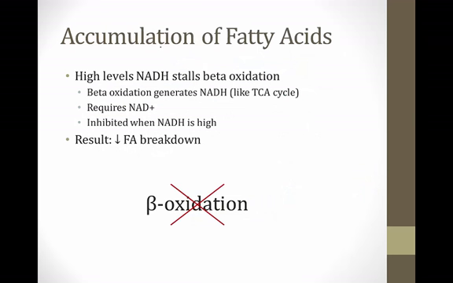Now let's talk about why alcoholics accumulate fatty acids in their livers. The high levels of NADH, which we've been discussing, stall the process of beta oxidation, which is the process by which fatty acids are broken down. I talk about beta oxidation in detail in the module on fatty acids, but for our purposes here, you should just know that beta oxidation generates NADH, just like the TCA cycle.